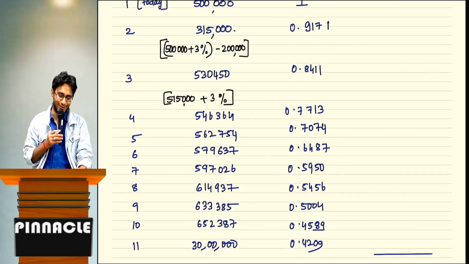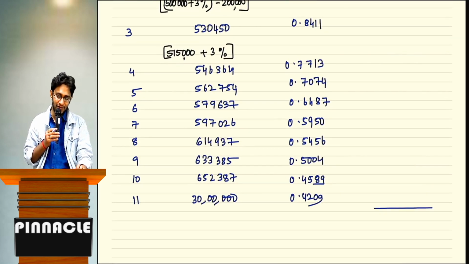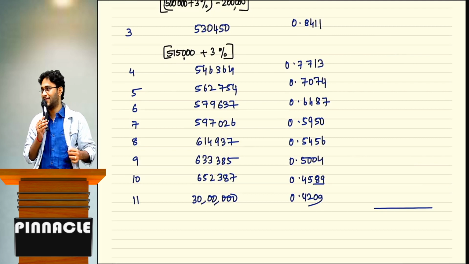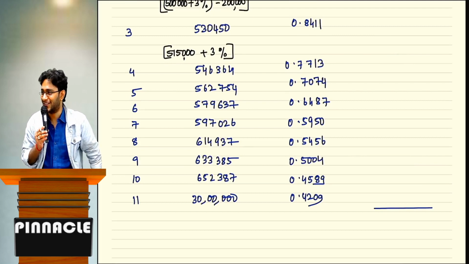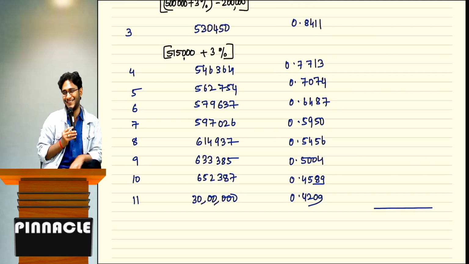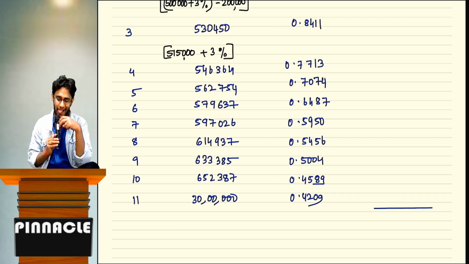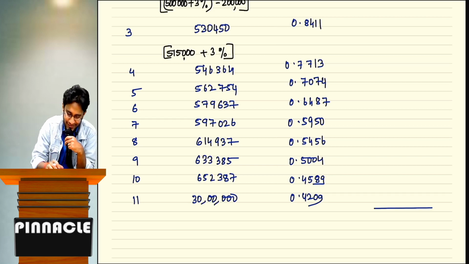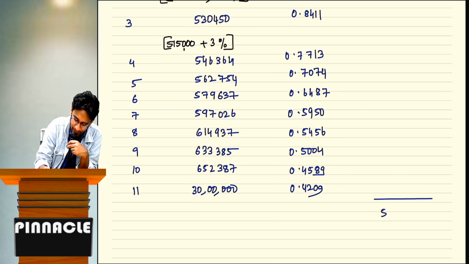That's the answer you'll get when you use 2 digits. 49 lakhs 99,999. Do write 50 lakhs, no problem.